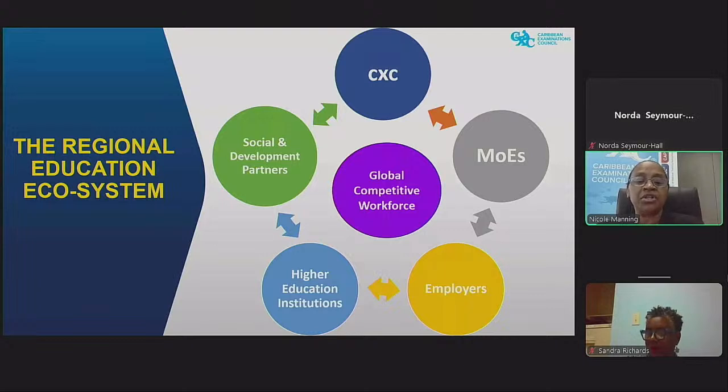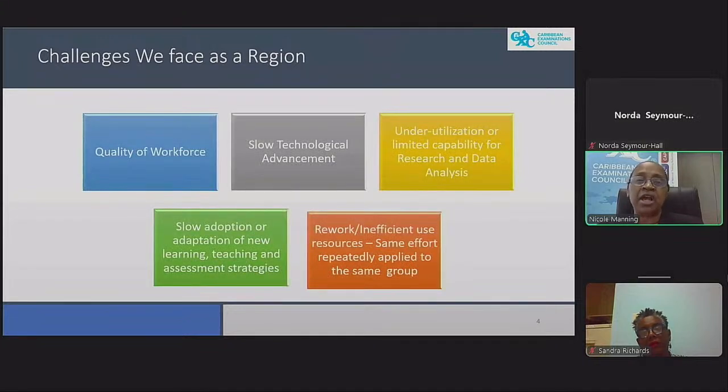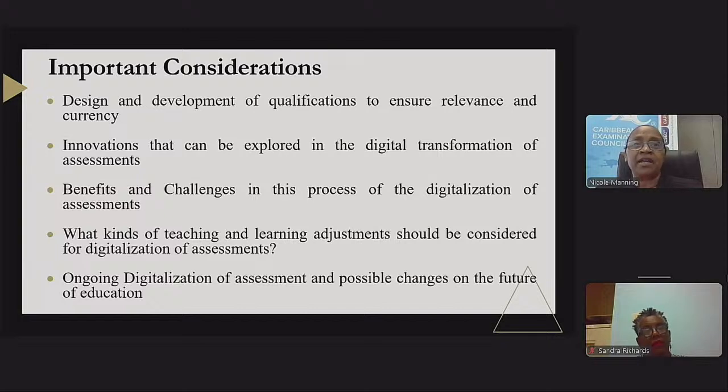CXC, along with the Ministries of Education, Social and other development partners, higher education institutions and associations like J-TEC, employers and other members who make up this economic space, we work together to make this happen. Very important foundation. However, we are conscious that the region faces many challenges. The quality of the workforce, one of the points made earlier by our commissioner. The slow technological advancement, one of the points I want to look at. Underutilization or limited capability for research and data analysis, an area that CXC wants to advance. Slow adoption or adaptation of new learning, teaching, and assessment strategies. And somewhat a very disappointing point, the rework and inefficient use of resources, where sometimes we do the same thing the same way, unfortunately expecting a different result.